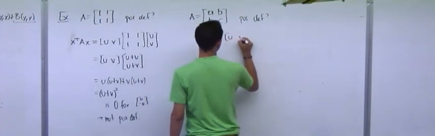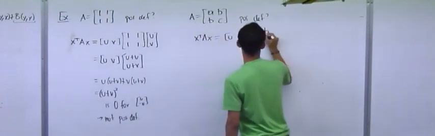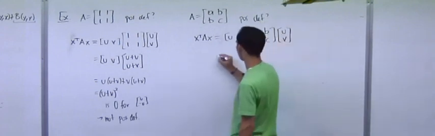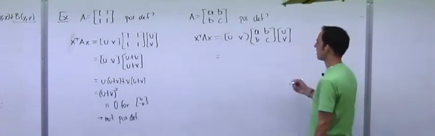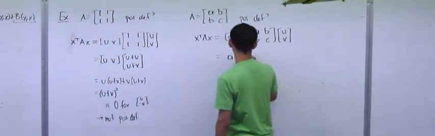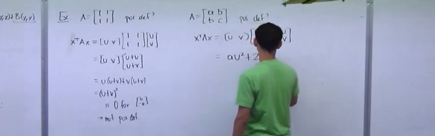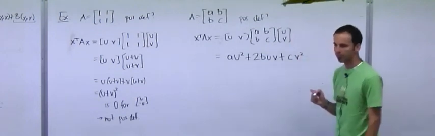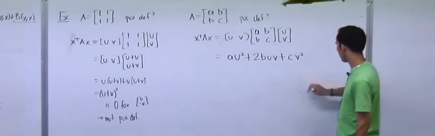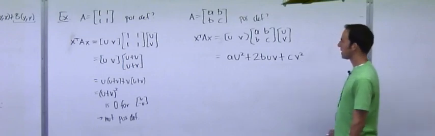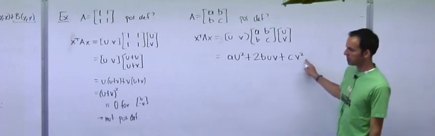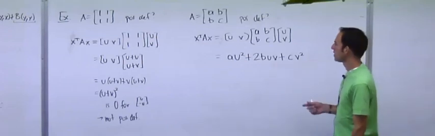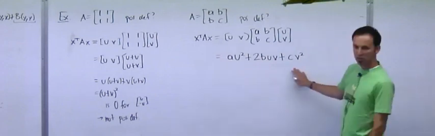So what do you get when you multiply x transpose Ax? Well, you get (u v) times the matrix (a b; b c) times (u v). And you just multiply this out, and I'll tell you what you get. You get au squared plus 2buv plus cv squared. This is what you get. Now, you'll notice by looking at this why I was calling this a quadratic form, because it's quadratic. Some quadratic expression in my vector.